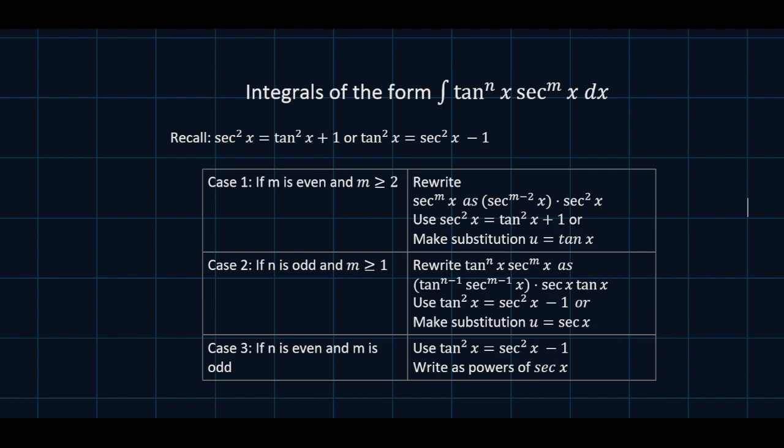Case 3, if n is even and m is odd, we use tangent squared x equals secant squared x minus 1 for us to be able to write it as powers of secant x.